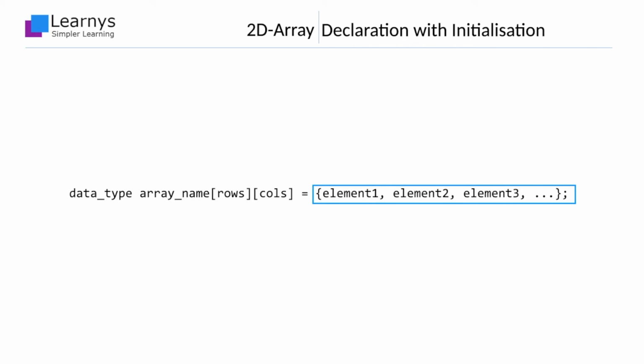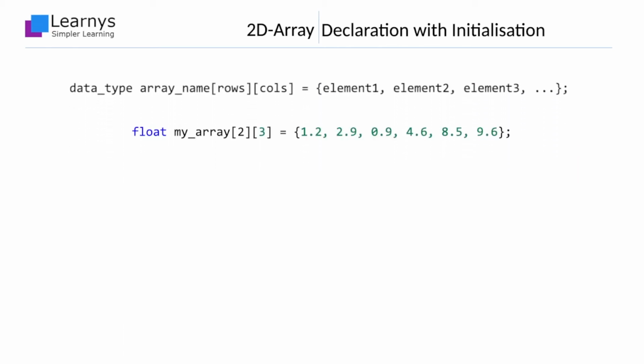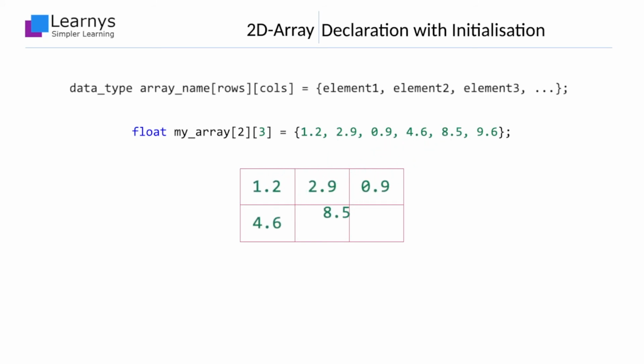When all the cells in the first row have been assigned an initializer value, the initialization process continues from the first cell of the second row. This process continues till all the cells of the two-dimensional array have been assigned an initializer value. For example, this statement declares and initializes a float type two-dimensional array having 2 rows and 3 columns. And this is the conceptual representation of the array after it has been created in the memory.